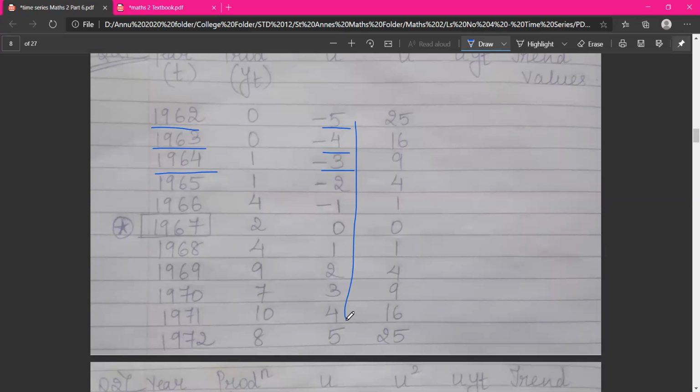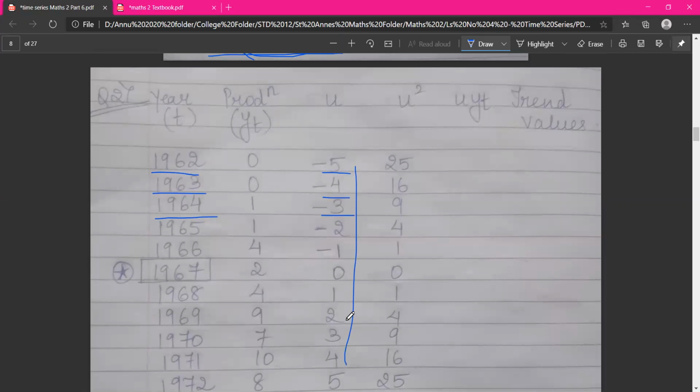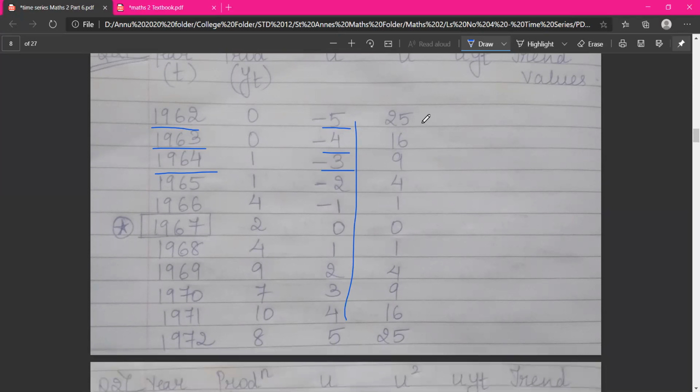Now once you get the column of U, the next column is उसका square करना है आपने. So minus 5 square is 25, minus 4 square is 16, minus 3 square is 9. So like this, you will be making and squaring the U ka column.